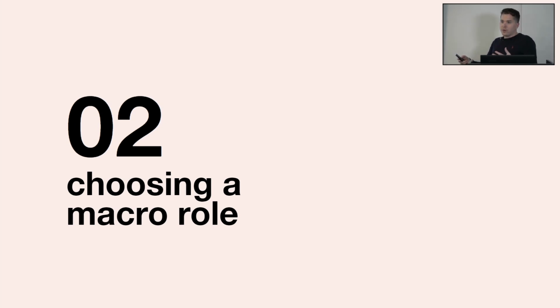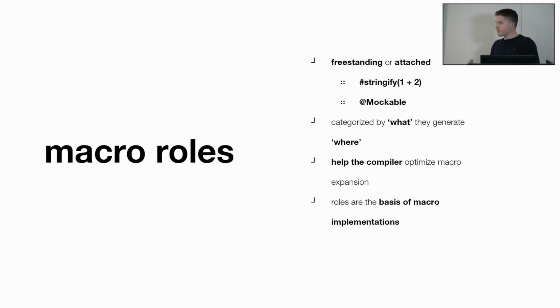Then we have written our desired result. The next thing we need to do is to choose a macro role. So what on earth are macro roles? There are two big categories of Swift macros. There are freestanding macros and attached macros. Freestanding macros are standalone, like stringify. They can act as expressions or declarations, whereas attached macros, as the name suggests, are always attached to something. And instead of the pound sign, they have an attribute syntax.